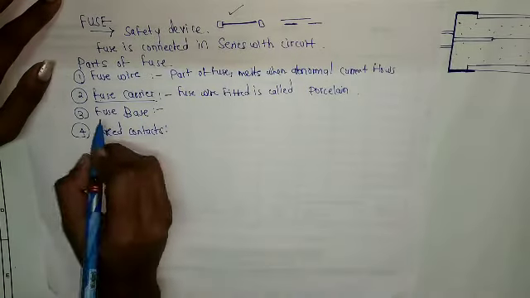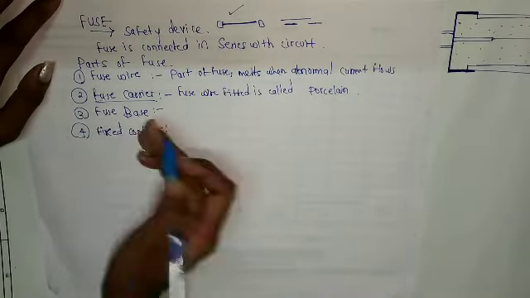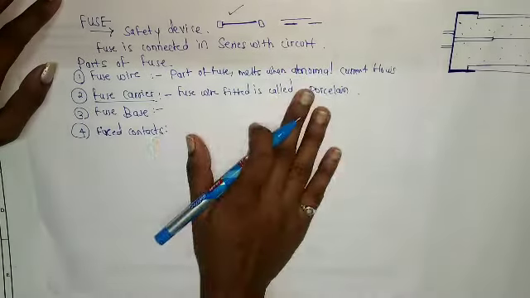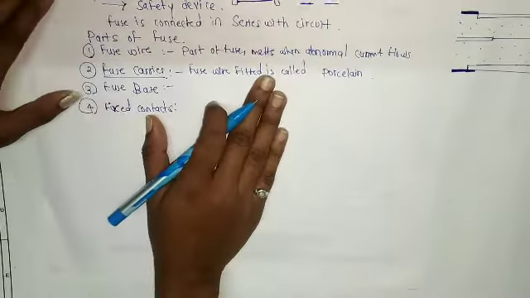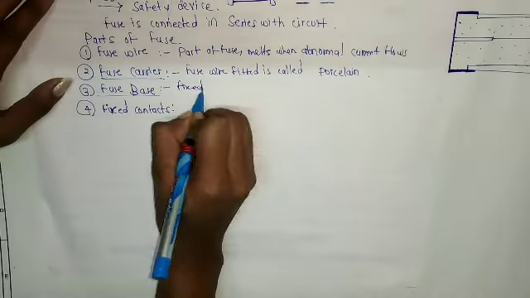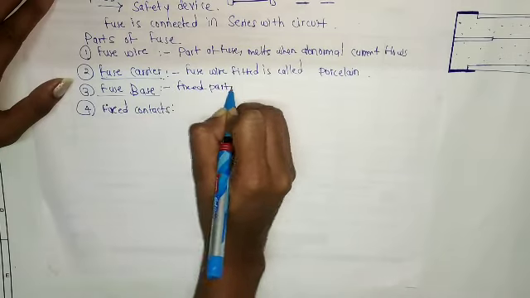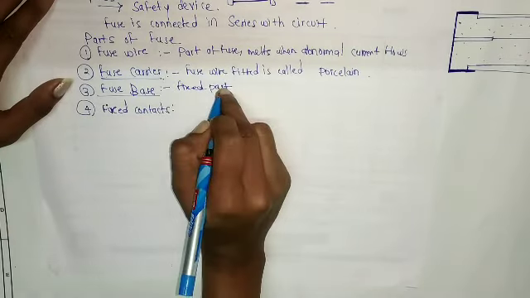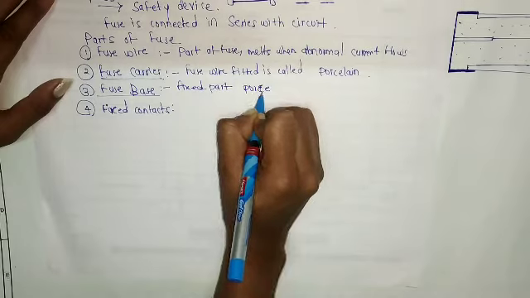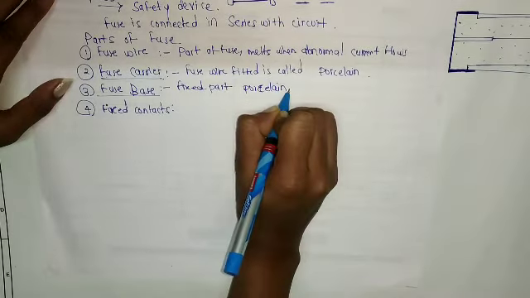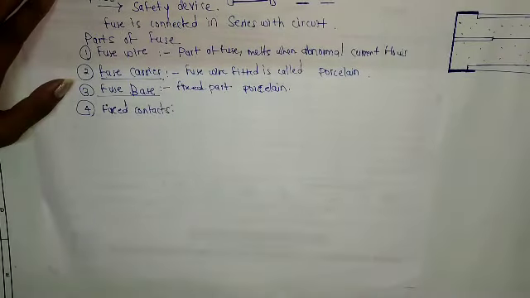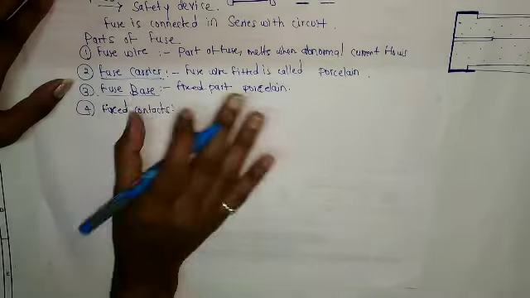Now fuse base. The name itself says base, the base part on which fuse is fitted. So it is a fixed part of fuse. Fuse base is a fixed part of fuse, and this is also made of porcelain. It is a part of fuse which has fixed contacts. That means this fuse base is fixed and it is made of porcelain.